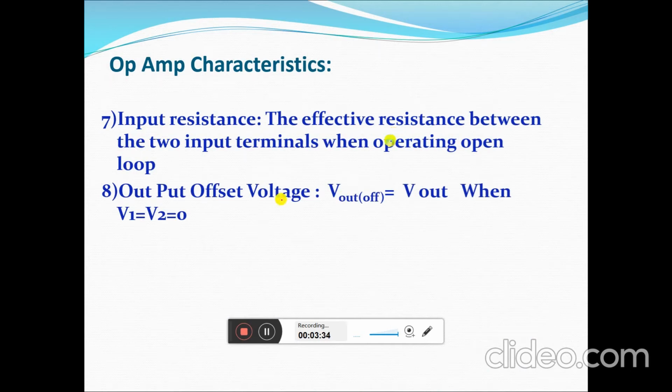Okay, next one, the output offset voltage. The output voltage when the two input terminals, that is pin number 2 and pin number 3, are both connected to the ground is known as the output offset voltage. How much voltage is generated at the output side is the output offset voltage.